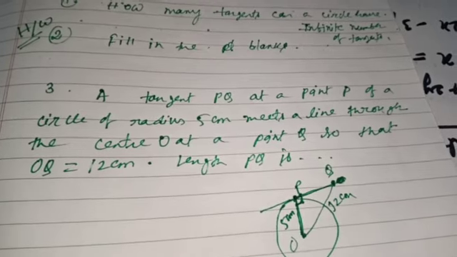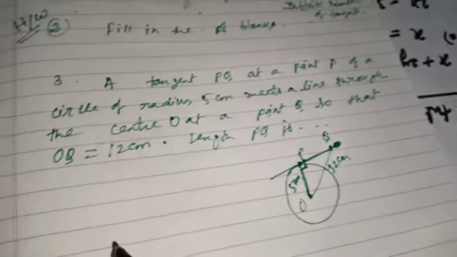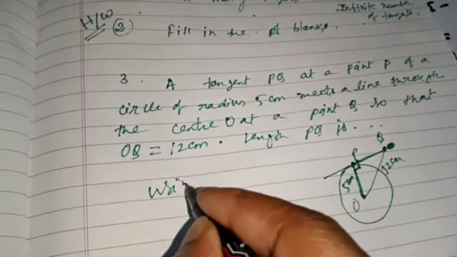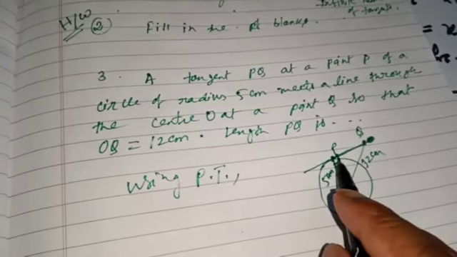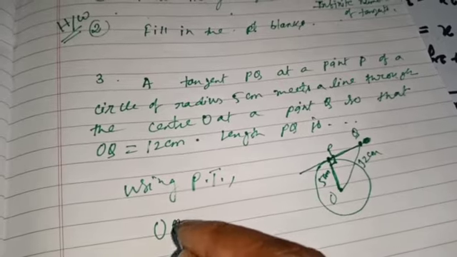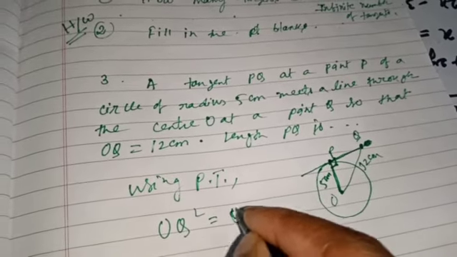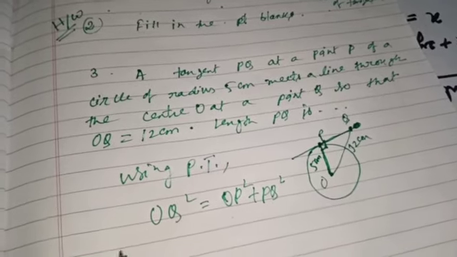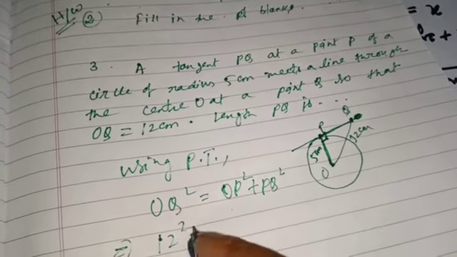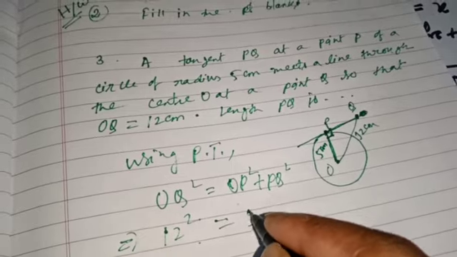Now you can solve. How? Because you can use the Pythagoras theorem. Using PT, PT means Pythagoras theorem. The hypotenuse is what? The angle is 90 degrees, so the hypotenuse is OQ. OQ square is equal to OP square plus PQ square. OQ is 12. What is OP? 5.